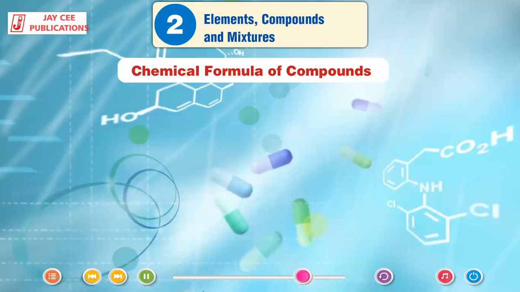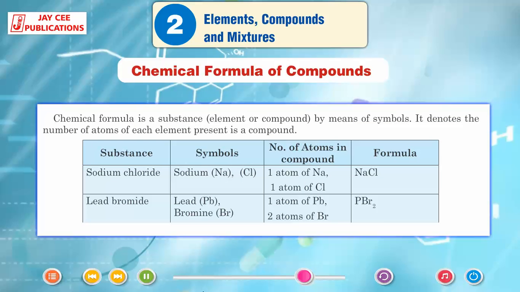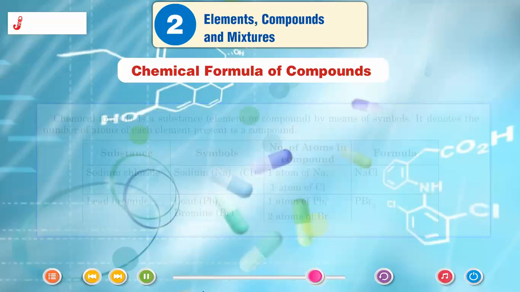Chemical formula of compounds. A chemical formula represents a substance, element or compound, by means of symbols. It denotes the number of atoms of each element present in a compound. Substance, symbols, number of atoms in compound, formula. Sodium chloride, sodium Na, chlorine Cl, 1 atom of Na, 1 atom of Cl, NaCl. Lead bromide, lead Pb, bromine Br, 1 atom of Pb, 2 atoms of Br, PbBr2.